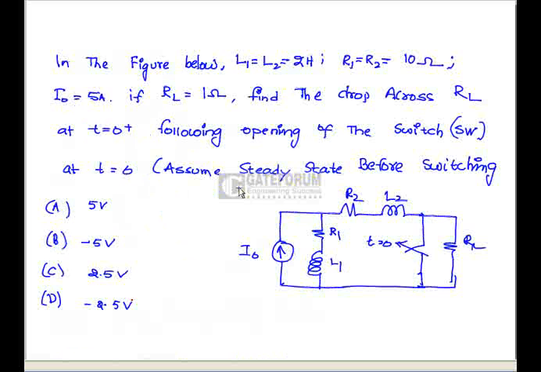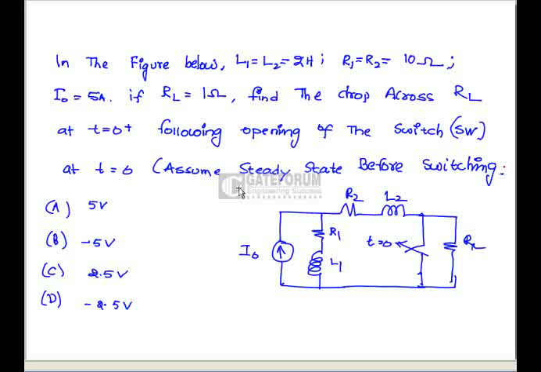The question is: in the figure below, L1 equals L2 equals 2 henries, R1 equals R2 equals 10 ohms, I0 equals 5 amps. If RL equals 1 ohm, find the voltage drop across RL at t equals 0 plus, following the opening of the switch at t equals 0. Assume steady state before switching.